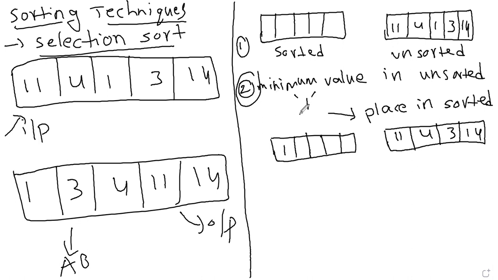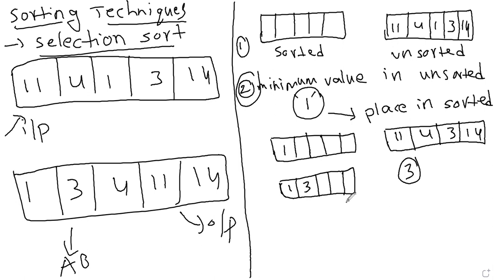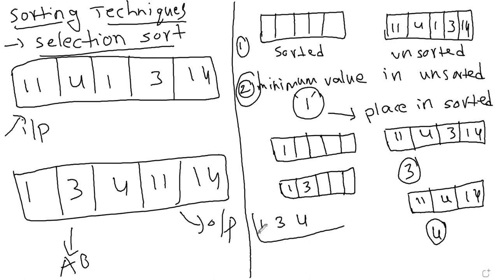What is step 2? Find the minimum value in the unsorted array. So what is the minimum value now? 3. So here 1, and I place here 3. Then place it in the sorted array. Next, what are the remaining elements in the unsorted array? 11, 4, 14. So now what is the minimum value here? 4. Now place it in the sorted array. So 1, 3, 4.